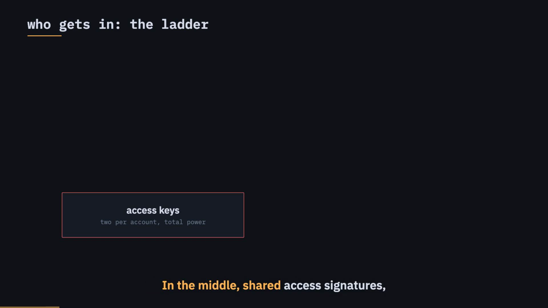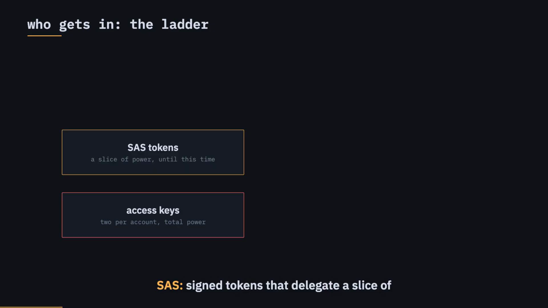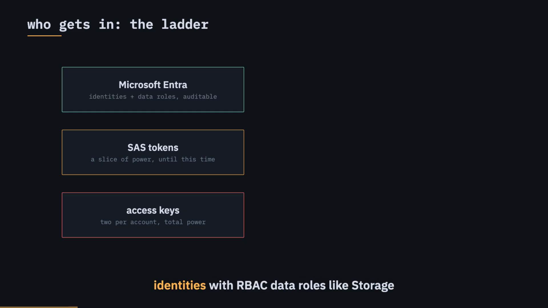In the middle, shared access signatures, SAS. Signed tokens that delegate a slice of that power, this much access, to this resource, until this time. And at the top, Microsoft Entra, real identities with RBAC data roles like storage blob data reader, auditable, revocable, no secrets floating around.